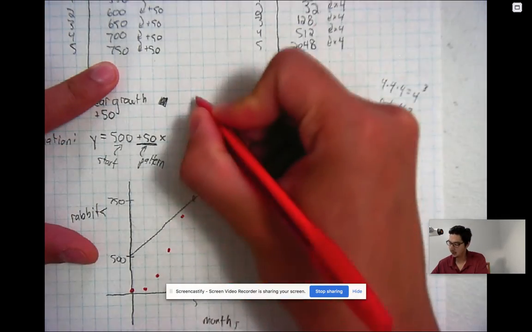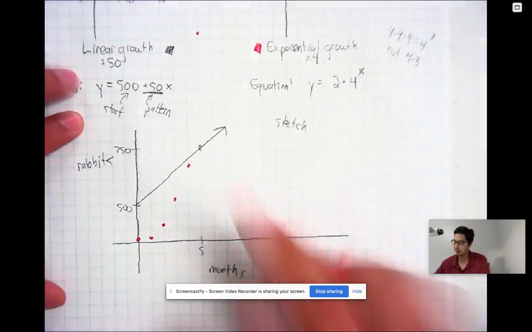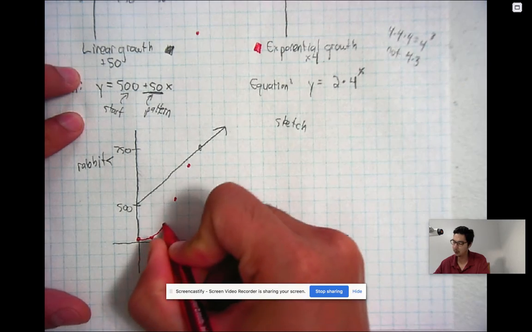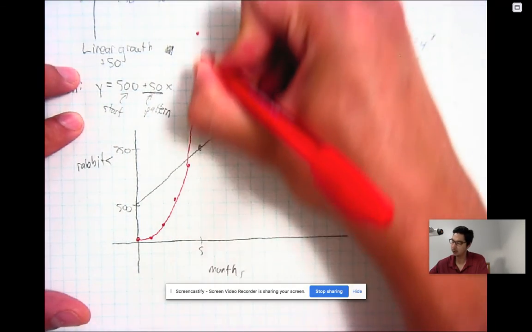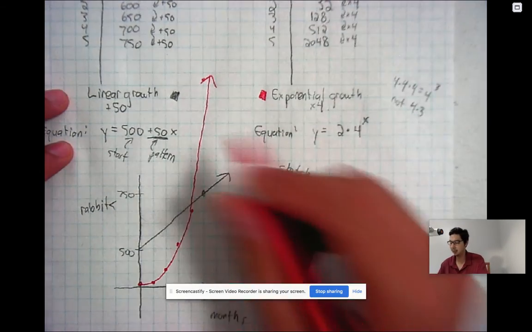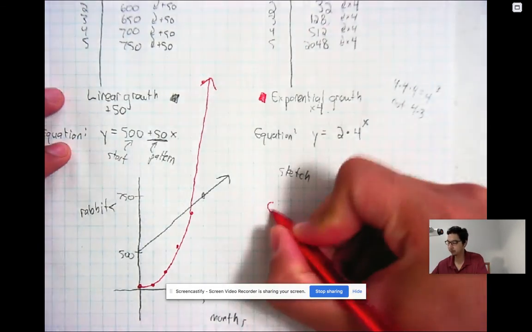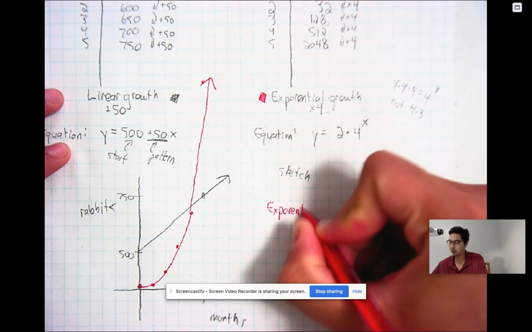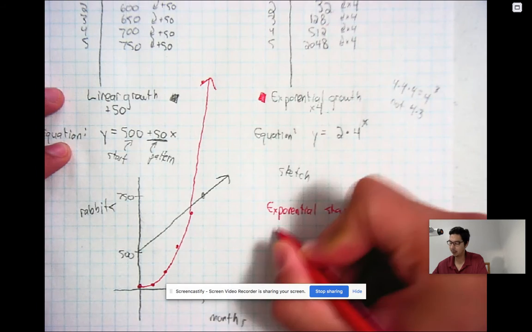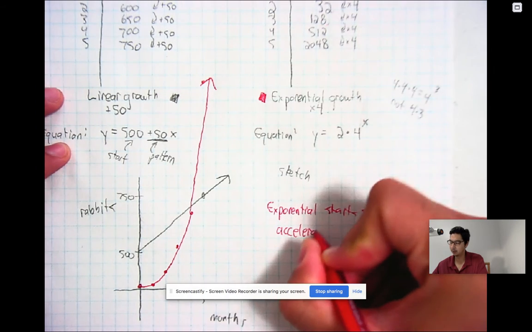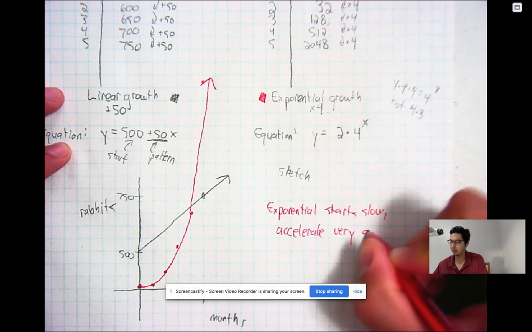So notice what's going to happen on a graph. It's going to look something like this. It starts lower and slow, and then it starts accelerating, and accelerates so much that it's way up here. So you can see that exponential, as a reminder, starts slow, but it can accelerate very quickly. And that's the big idea there.